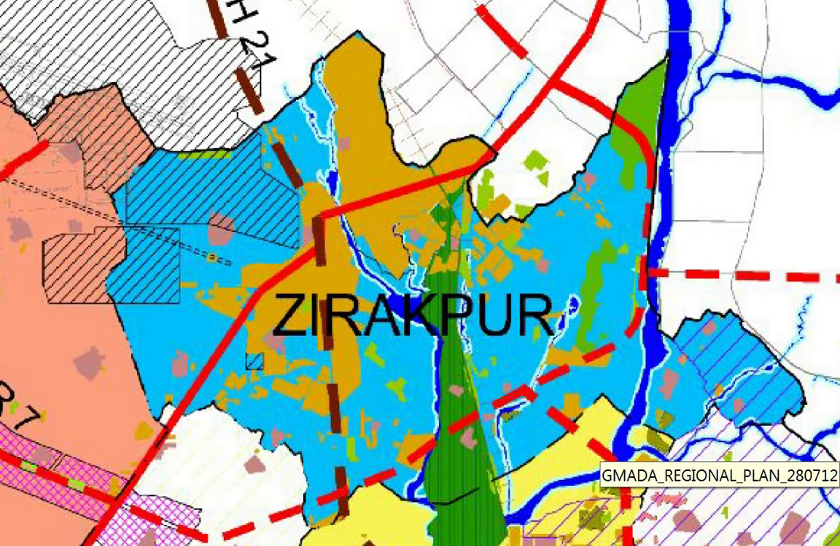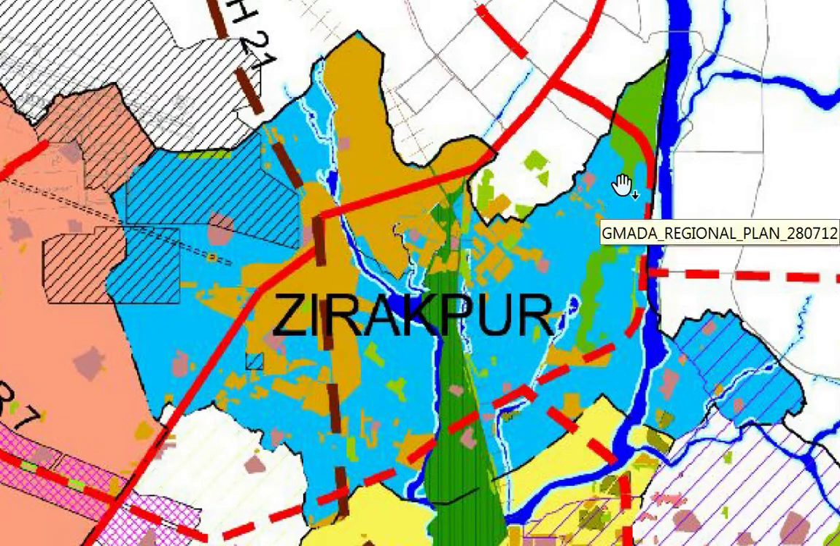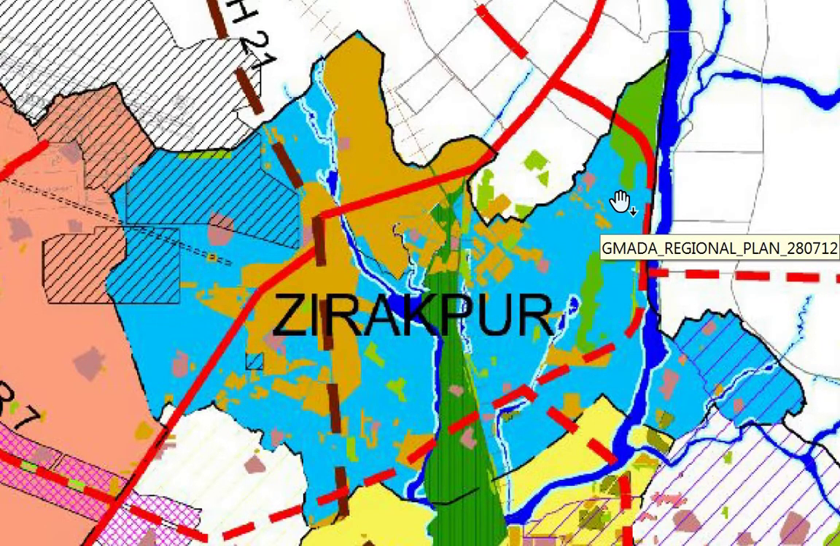Hello friends, in this video we are going to talk about GMADA's regional plan for Zirakpur till 2031. Here, this blue colored area represents the city of Zirakpur.